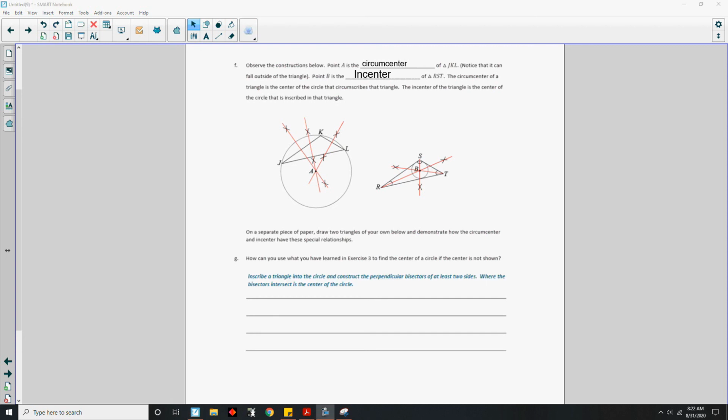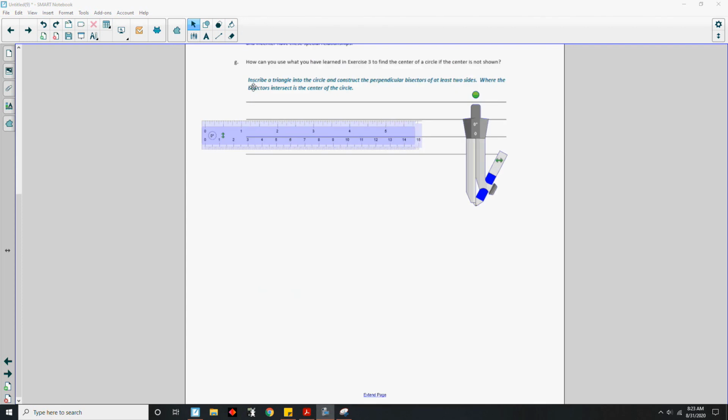Okay, so it says, inscribe a triangle into the circle and construct the perpendicular bisector of at least two sides. Okay, so I can't just assume this to be true. I want to check it. Hopefully you are that inquisitive as well. You want to know for sure. So it says, how can you use what you have learned in exercise 3 to find the center of a circle if its center is not shown?